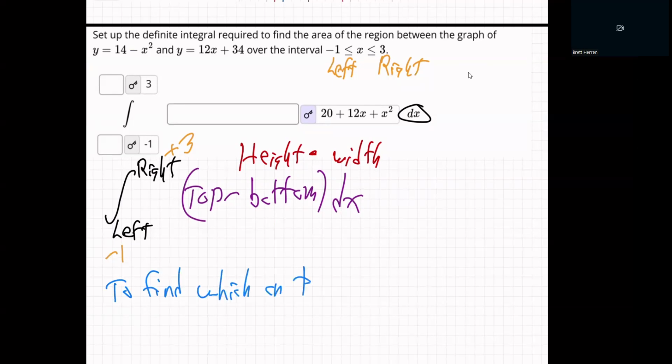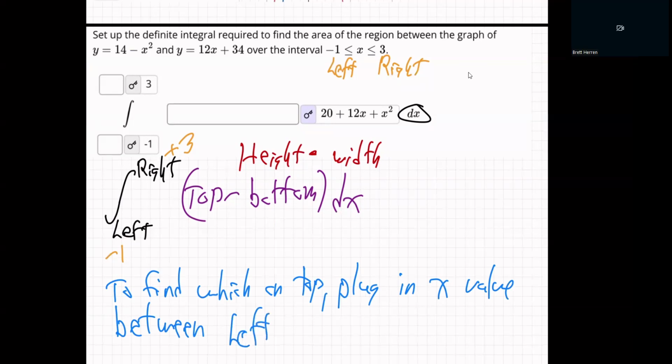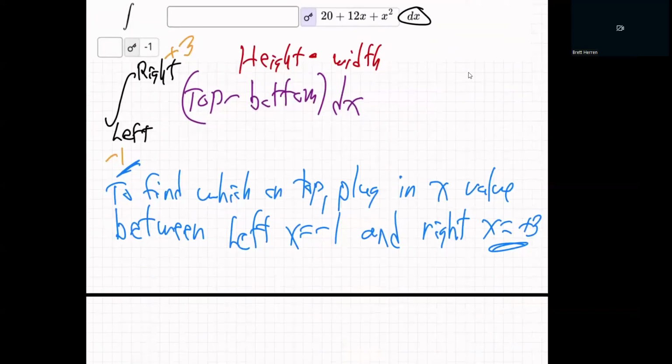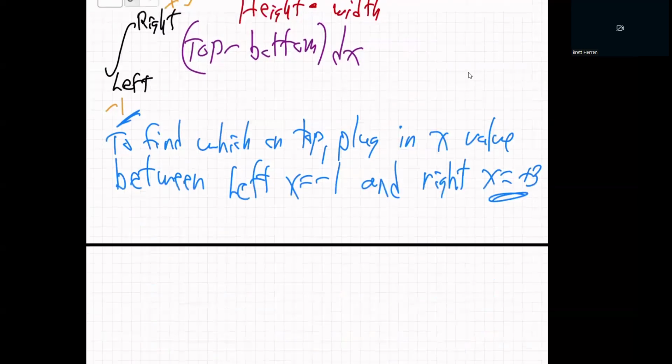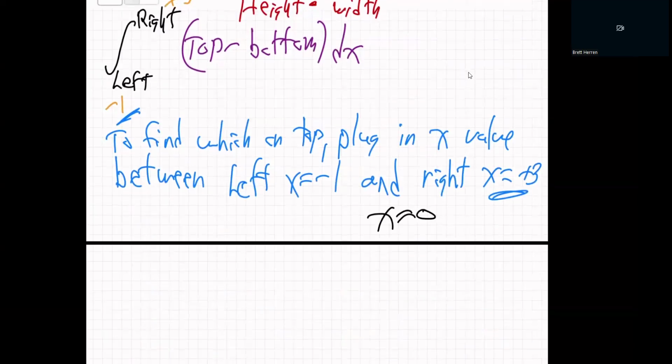which is on the top, plug in an x value between the left and the right. Between the left, x equals -1, and the right, which in this case is x is +3. So just plug something in on that interval. What's a number between -1 and +3? How about 0? I'm going to plug in 0.